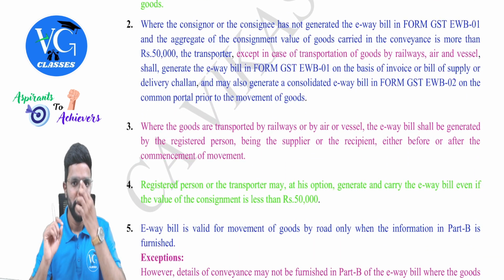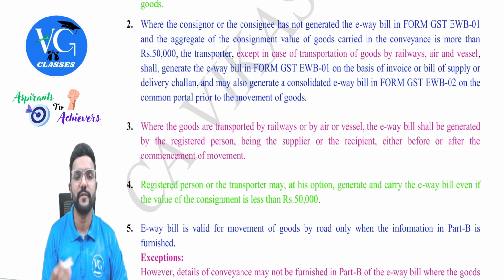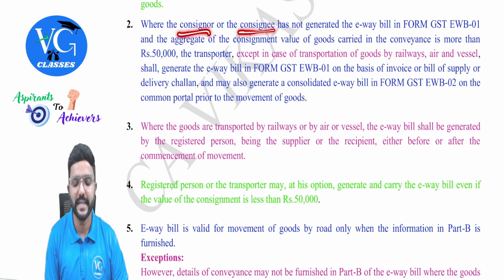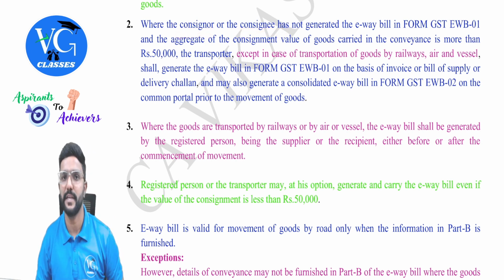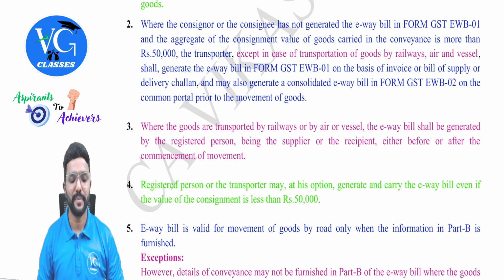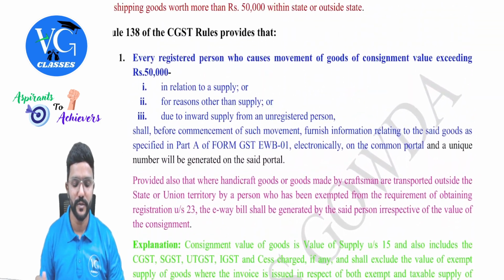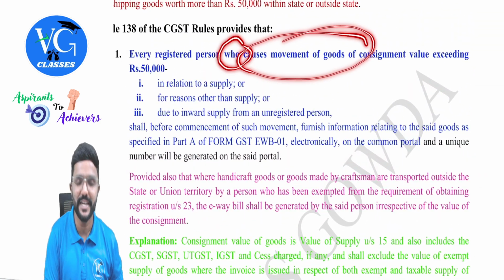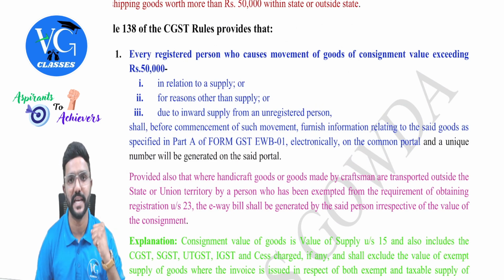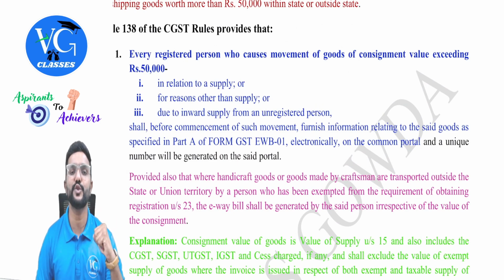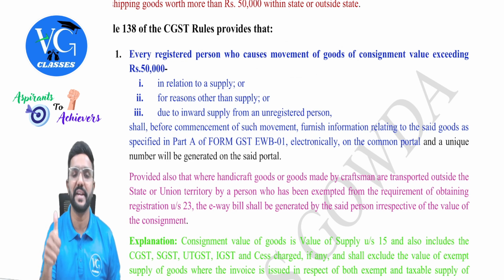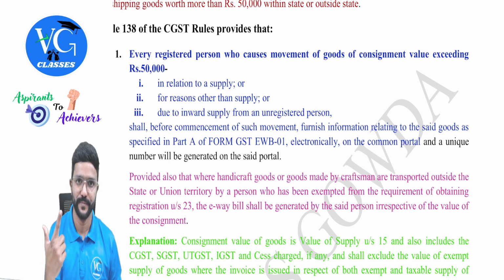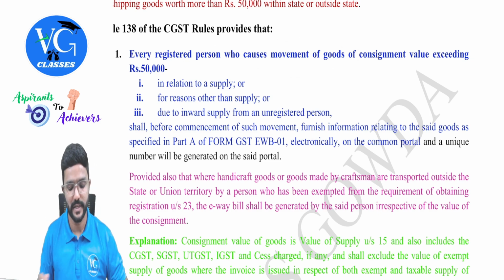Next, second point. Where the consigner, I already told you, for e-way bill, they use the word consigner and consignee. Consigner is nothing but the supplier, whereas consignee means recipient, guys. Normally, the person who causes the movement of goods, who is that person is supplier. That is consigner. He is the one who is supposed to generate e-way bill. But if in case he cannot generate or if he has not generated, then it can be generated by recipient or the transporter. Got it? Yes.